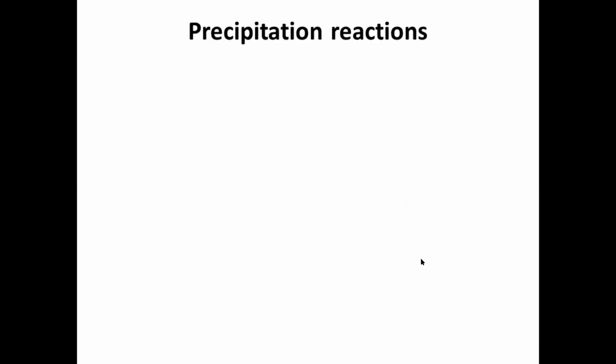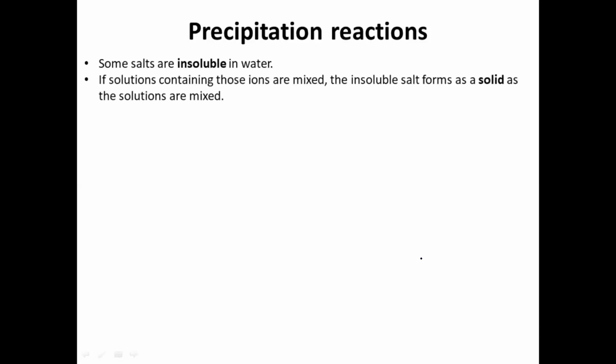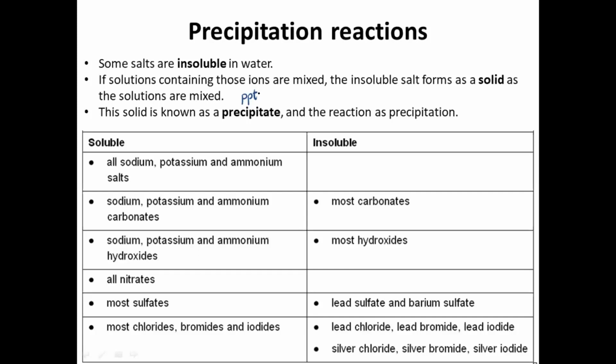Right, next type of ionic equation you might be asked to write is precipitation reaction. Do you know what that means? So some salts are insoluble in water, and if solutions containing those ions mix, then the insoluble salt forms as a solid. And this solid is called precipitate. Make sure that you know the spelling. We can write it in short as PPT. The reaction is called precipitation reaction.